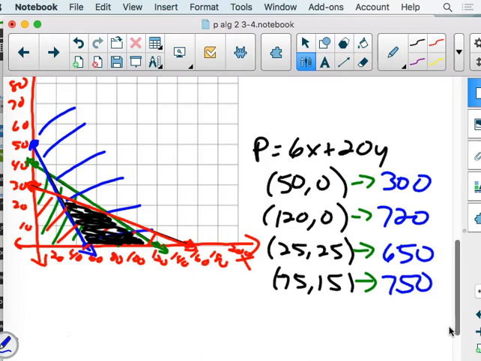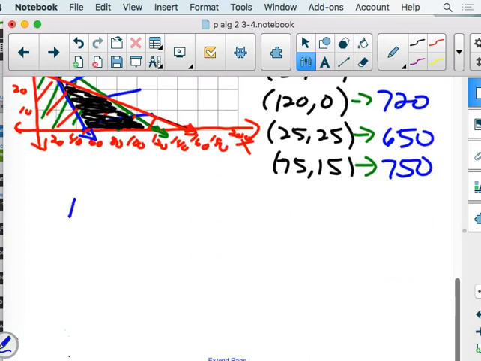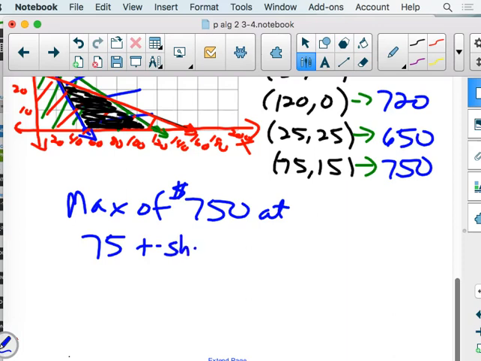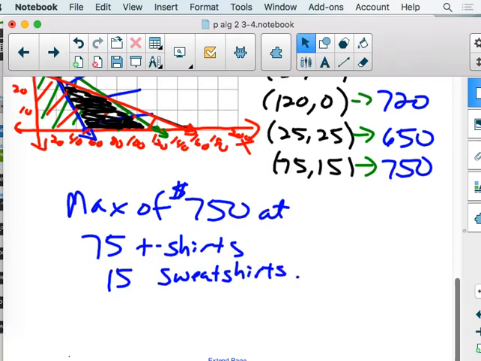The problem said, how many t-shirts and how many sweatshirts should you make to maximize your profit? Which one? 750. Max of 750. And that's at 75 t-shirts and 15 sweatshirts. If that's not an example of a business trying to figure out how to use linear programming, I don't know what is. I mean, that's exactly what they would need to do in order to make this work.